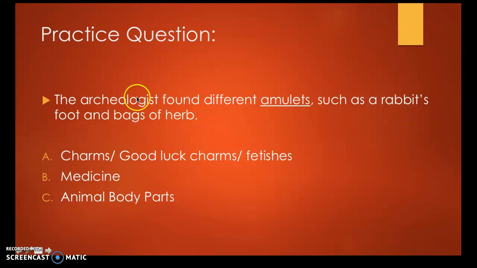Now I might think a bag of herbs could also be medicine, right? But I definitely know a rabbit's foot's not medicine. And I know a bag of herbs is not a body part. So I can eliminate C for sure. And I think I can eliminate B because I know a rabbit's foot isn't medicine, which means a bag of herbs must be another sort of lucky charm or fetish, right? So that's a way in which I can use the examples to help to understand the word.